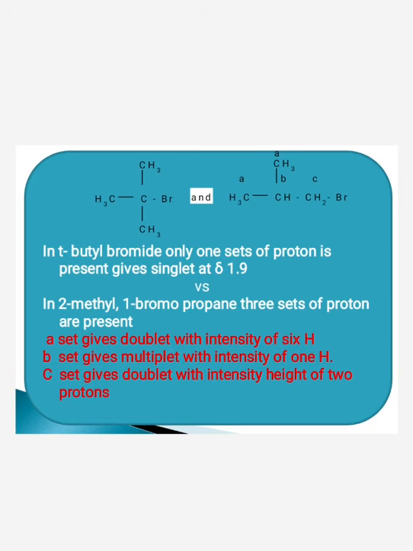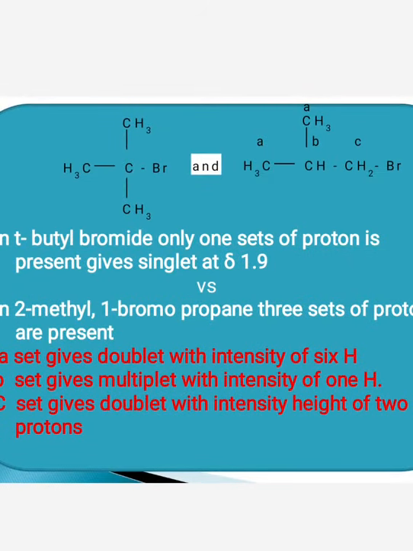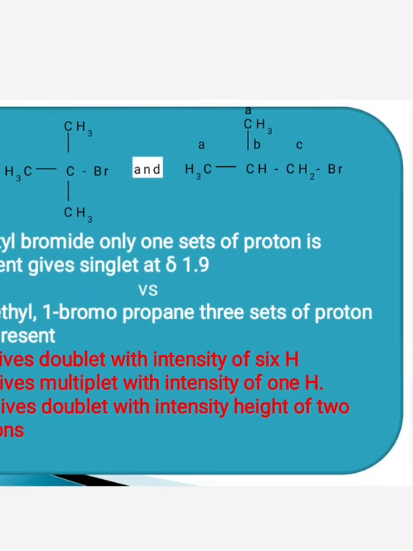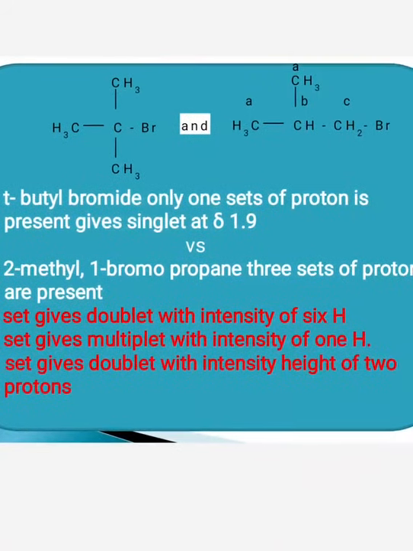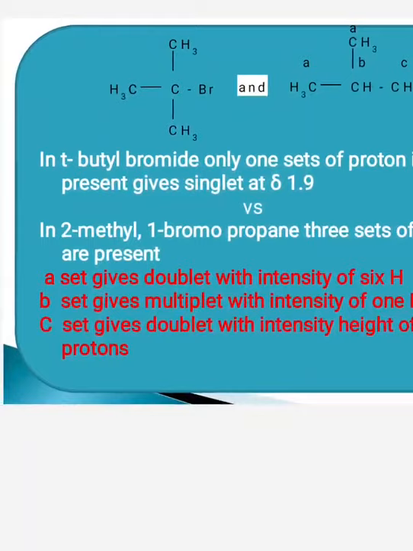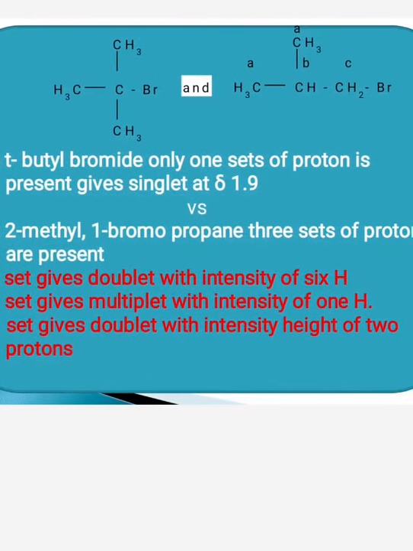The next example, in tertiary butyl bromide, how can you distinguish both these two compounds? In tertiary butyl bromide, all the methyl groups or the CH3 groups are identical, having same chemical environment, and hence gives singlet at del 1.9. While in second compound, both the methyl groups are equivalent. There are three sets of protons A, B and C. For A set, we get doublet, for B set we get multiplet, and for C set we get doublet.